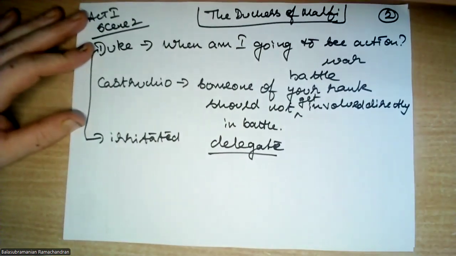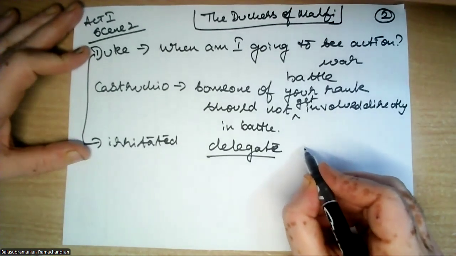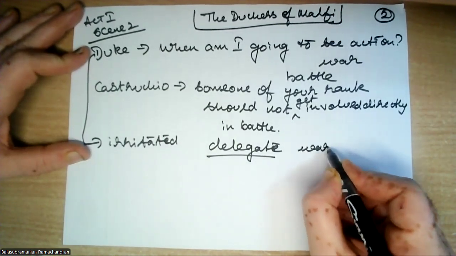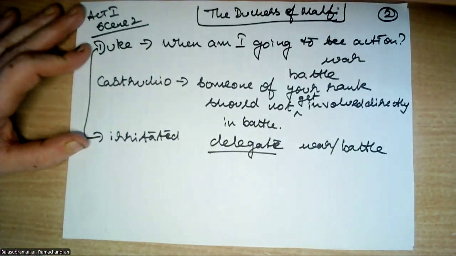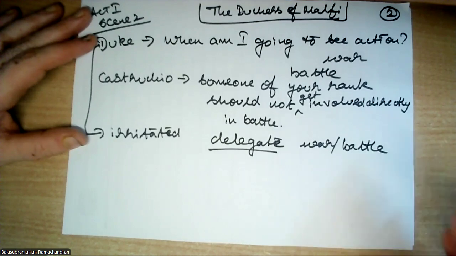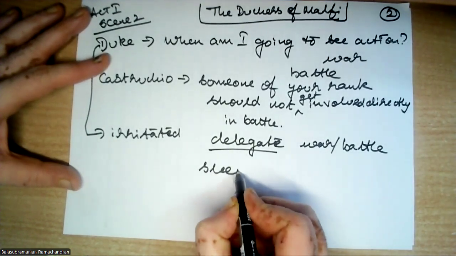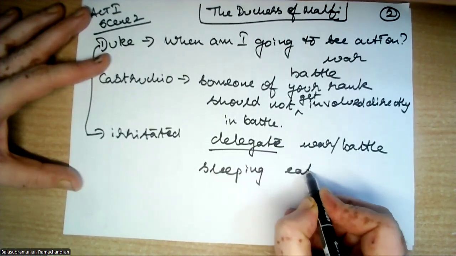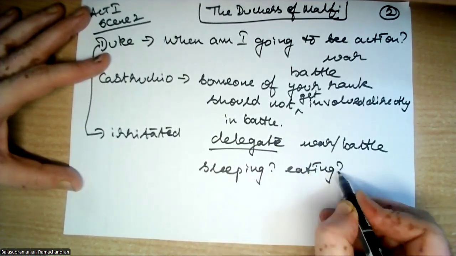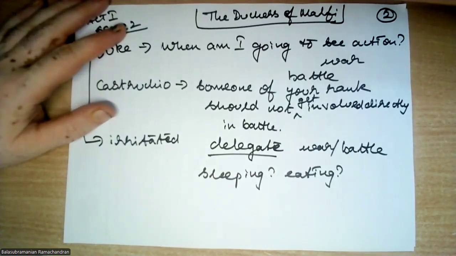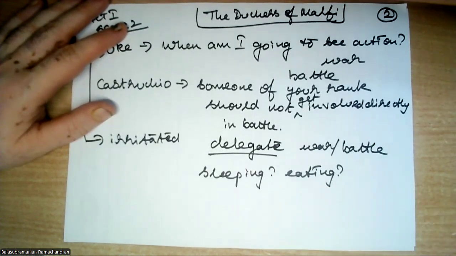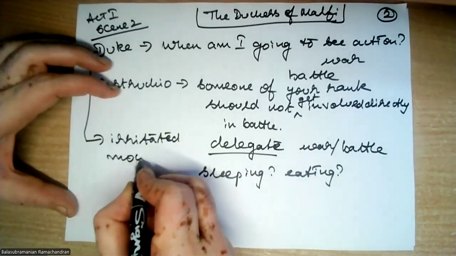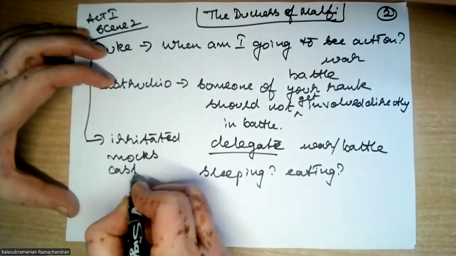And immediately he says, okay, if I'm going to delegate action, if I'm going to delegate war, or being in a battle, what else do I delegate, Castruccio? Come on, tell me, what else do I do? Do I start delegating activities like sleeping and eating? Why not? So what he means is, what about sleeping and eating? Instead of me, let someone else sleep. Instead of me, let someone else eat. That will be great. So what else should I delegate? So he's sort of mocking him. He mocks Castruccio for making this comment.